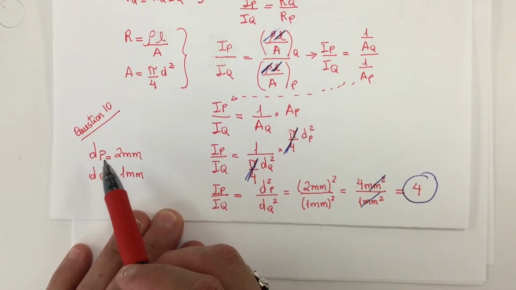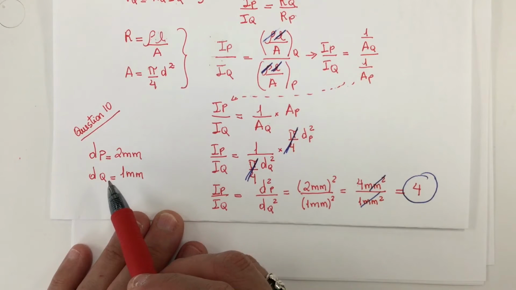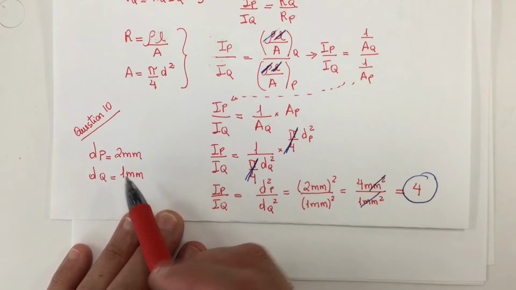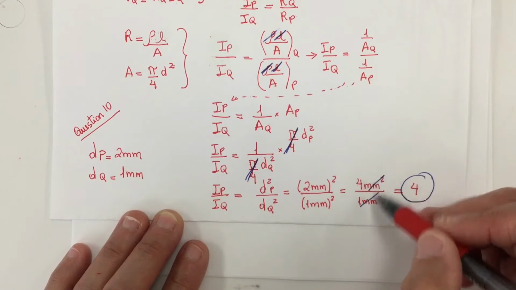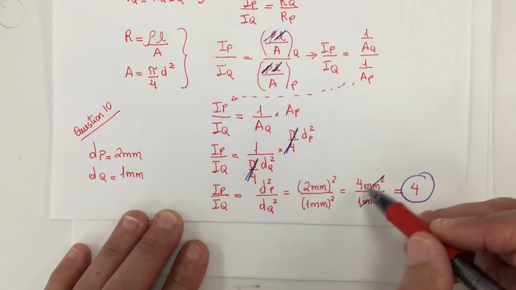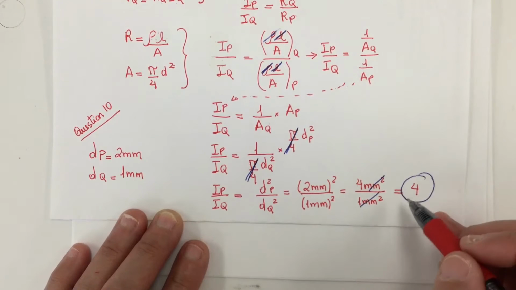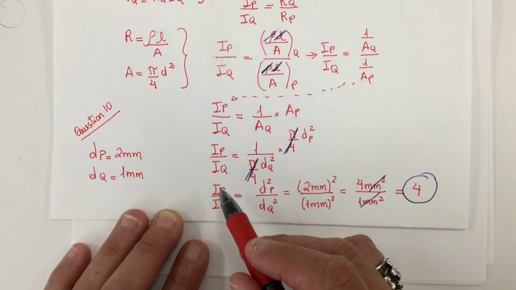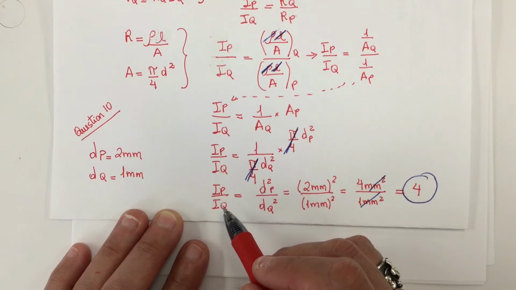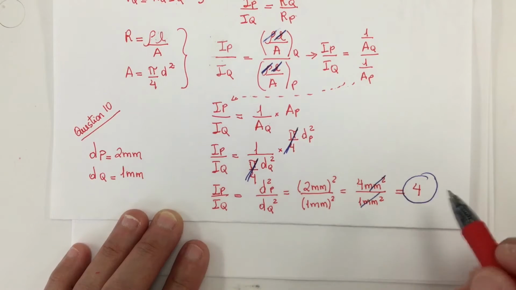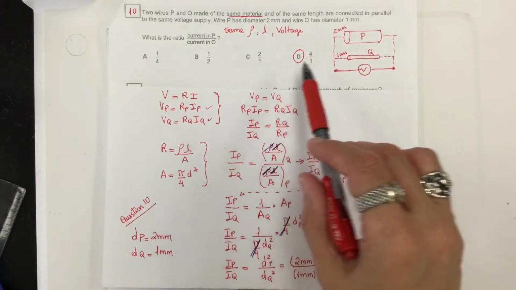So now this is what is left, and the problem provides the value of the diameter for each wire. The diameter of wire P is 2 millimeters, and the diameter of wire Q is 1 millimeter. So I square both, so I need to square the units as well. So this is 4 over 1. Now we can cancel those units, and the ratio between current on P over current on Q is 4. Okay, so that's the answer, 4.